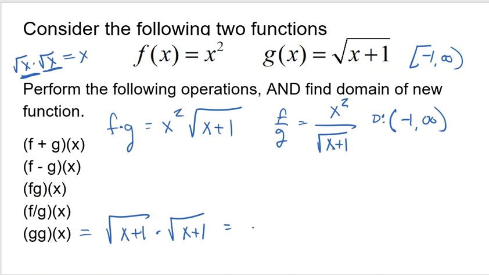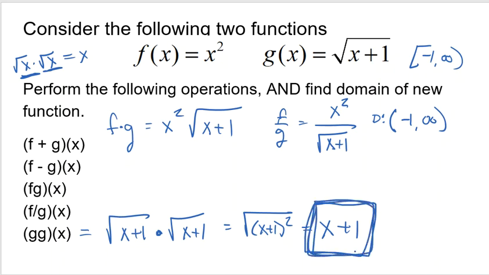If you really want to get technical, this is the square root of x plus 1 squared, because you're allowed to combine them if you're multiplying. Well, the square and square root cancel, and you just get x plus 1. Now, this final answer right here does not appear to have any domain issues whatsoever.